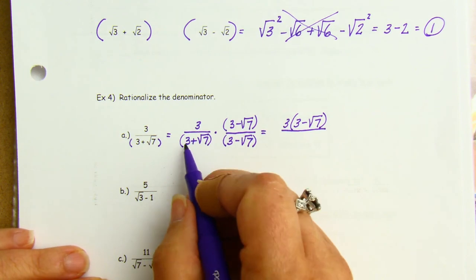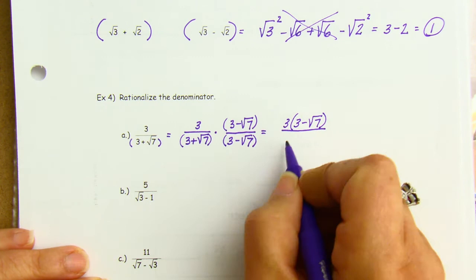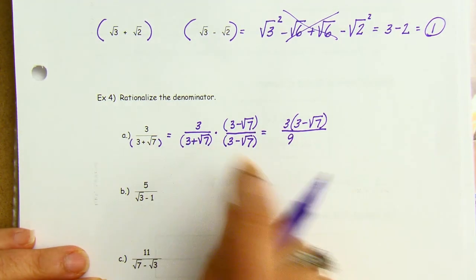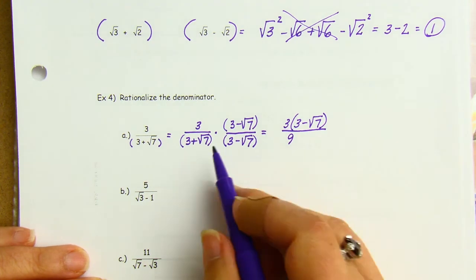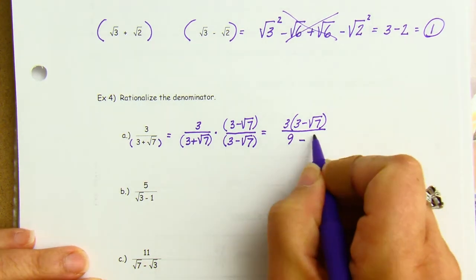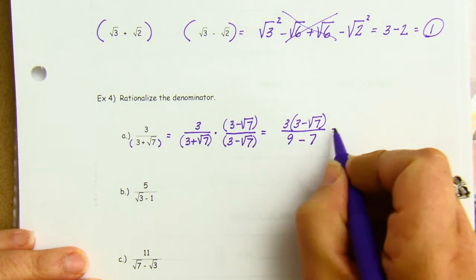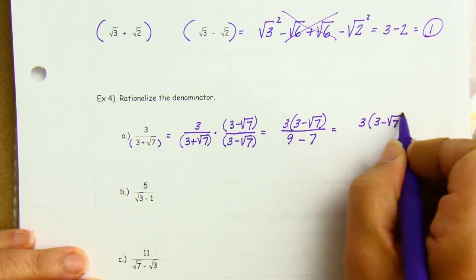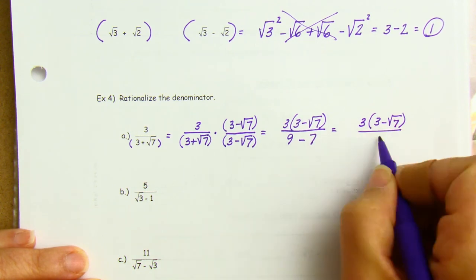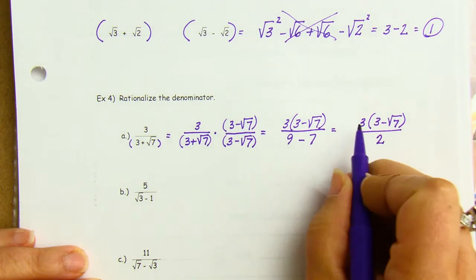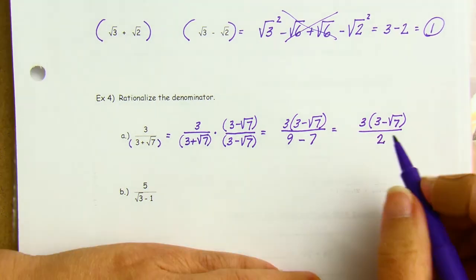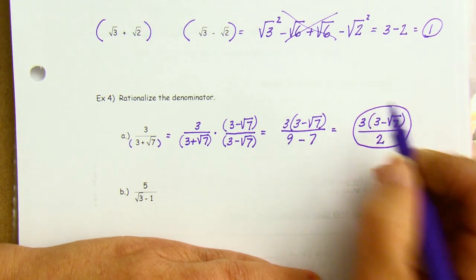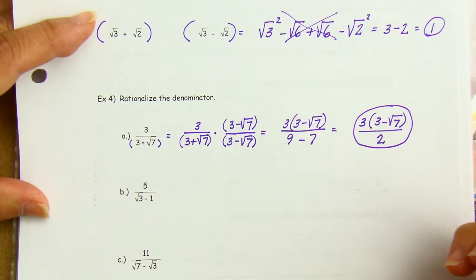Of course, 3 times 3 is 3 squared or 9. Remember, the middles go away. This is minus 3 root 7 plus 3 root 7. I don't have to write it. And then this is subtract root 7 squared is 7. And so my final answer here then is 3 times the quantity, 3 subtract root 7, all over 9 minus 7 is 2. And since the 3 and the 2 have no common factors, I'm done. You could write it out as 9 minus 3 root 7 over 2. That would be fine, but I just leave it like that. That answer is acceptable.